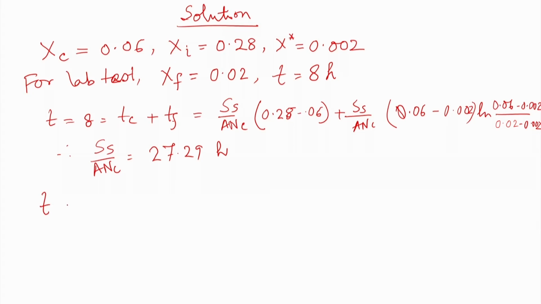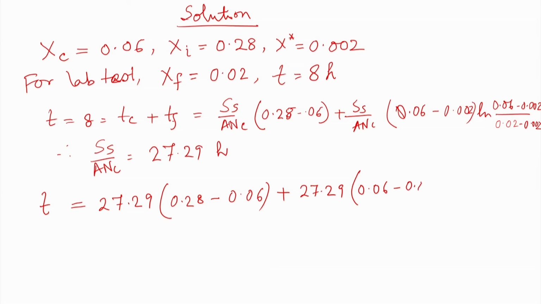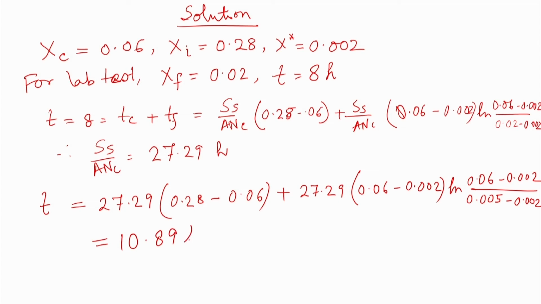Okay. Now, the time required to dry: time required T is equal to S_s by A into N_c, which is 27.29, into x_i minus x_c, 0.28 minus 0.06, plus S_s by A into N_c, 27.29, into 0.06 minus 0.002, then ln of 0.06 minus 0.002 divided by 0.005 minus 0.002. That comes out to be 10.89 hour.